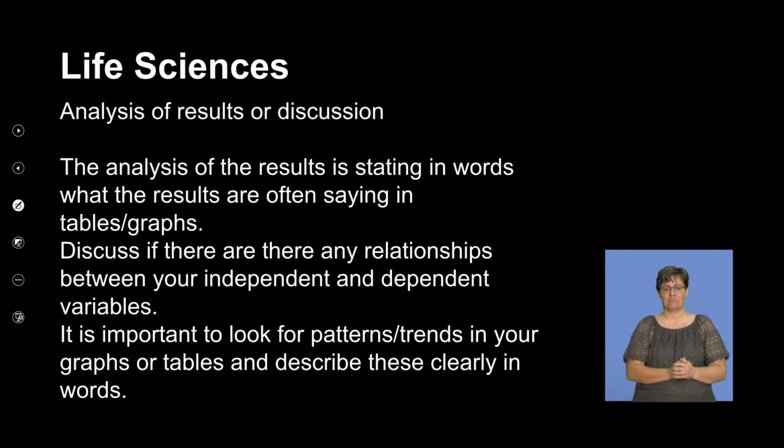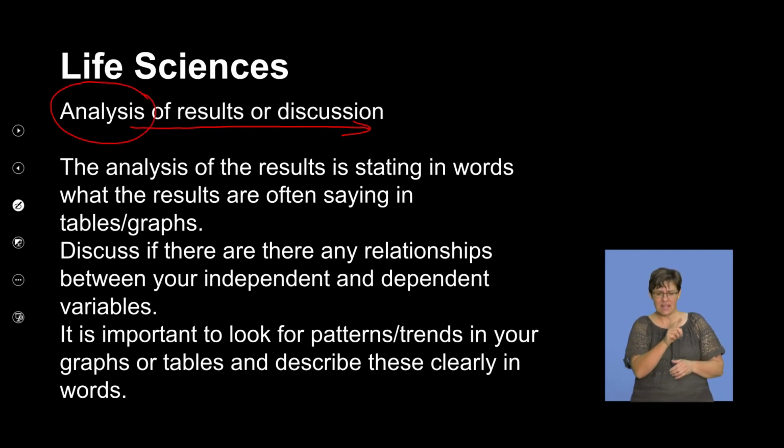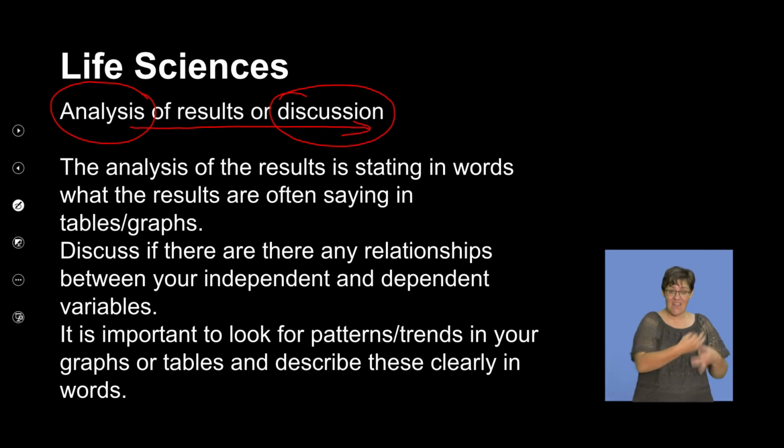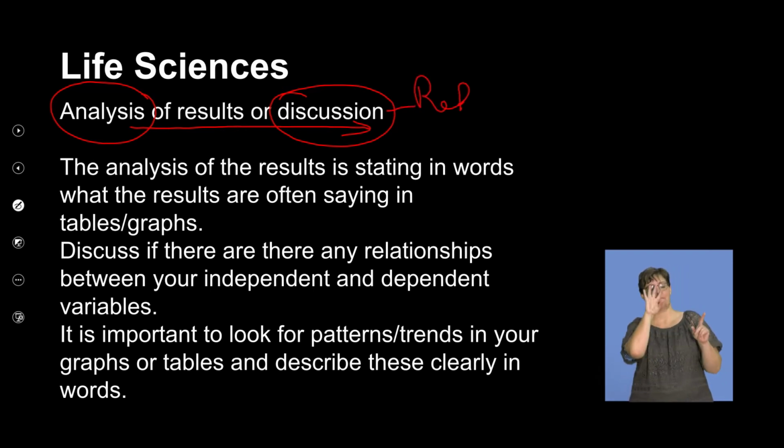So the analysis of results and the discussion is an important part of the scientific method. It means that you now are able to interpret and analyze the information. A discussion is important because it talks about the value of what you've collected, and that's important. It allows you to be able to reflect. It allows you to be able to link that to your hypothesis.